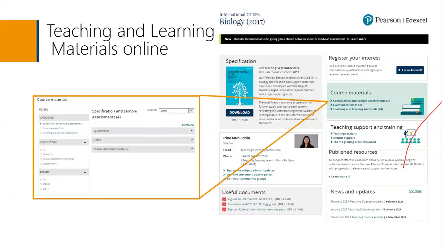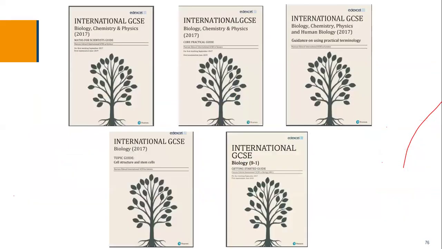You can access course materials on the website when you're signed up to teach this specification. You get the specification, you get sample exam questions, past papers, mark schemes. There's also teaching and learning materials with lesson plans, course planner, and much more. And the bank of materials is being continually added to. These are all free resources.